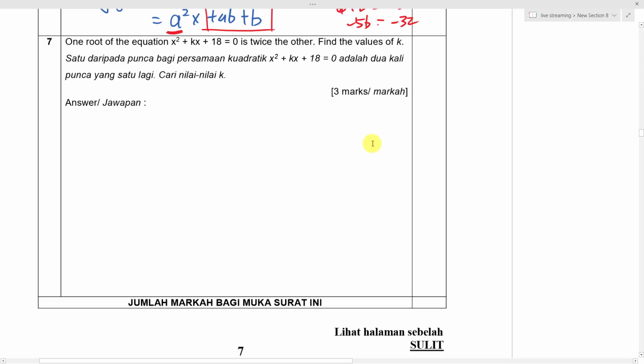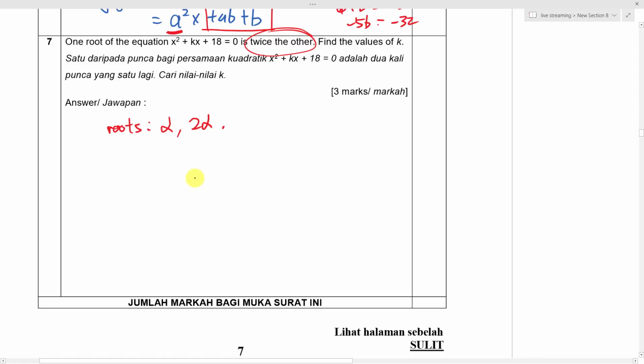One root of the equation is twice the other. So root, we know, is basically the answer of x, right? So if one is alpha, then the other answer will be 2 alpha. Alright, this is the so-called root. Root will be the x answer. So I say I have roots alpha and 2 alpha. Why do I say 2 alpha? Because he said twice the other.